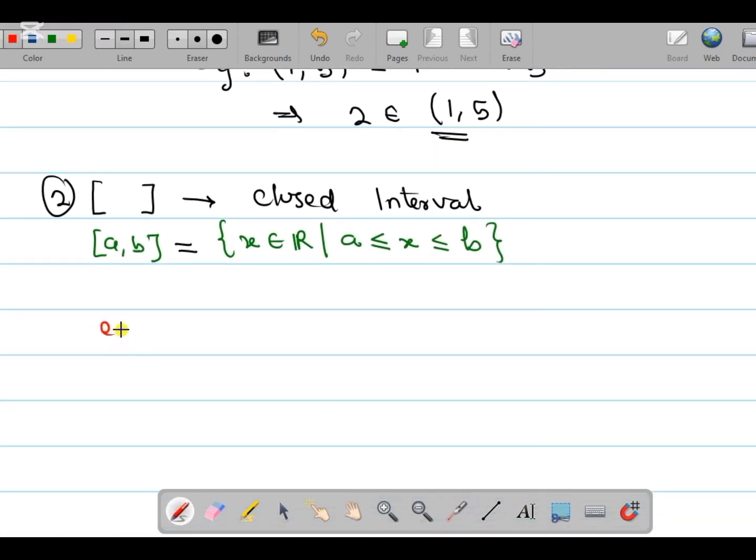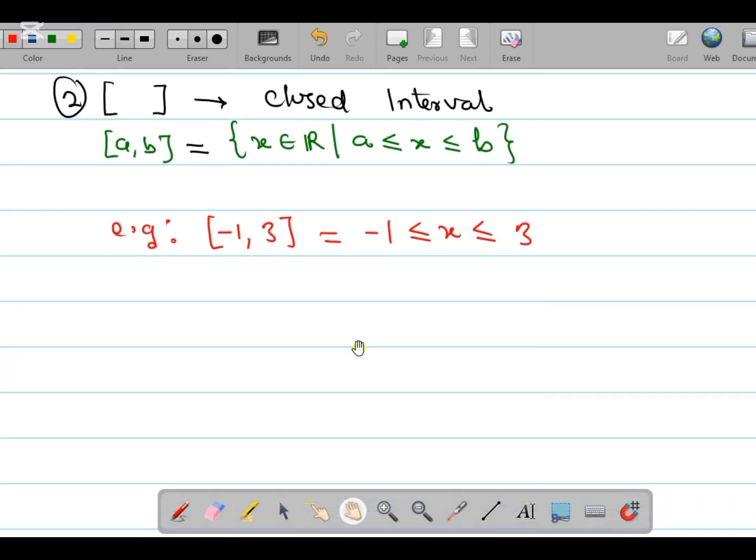An example is the closed interval [-1, 3]. This is the set of -1 less than or equal to x and x less than or equal to 3. The implication is that this includes -1 and it also includes 3. So from -1 to 3, all real numbers. Of course, it's going to be an infinite set.